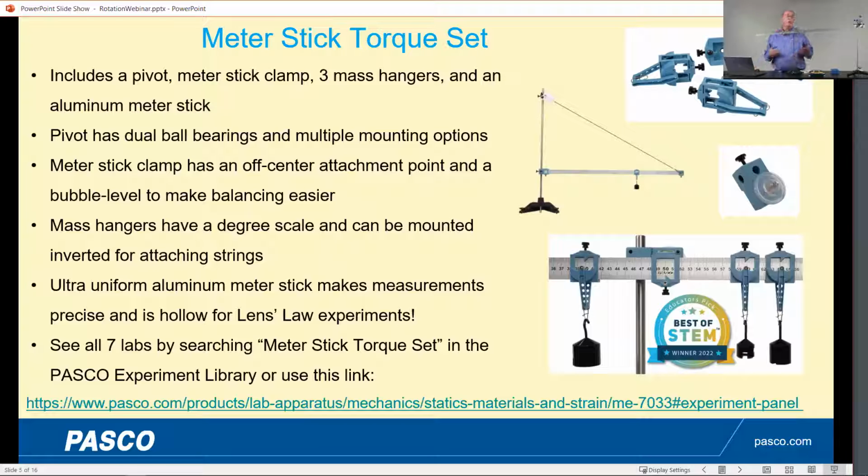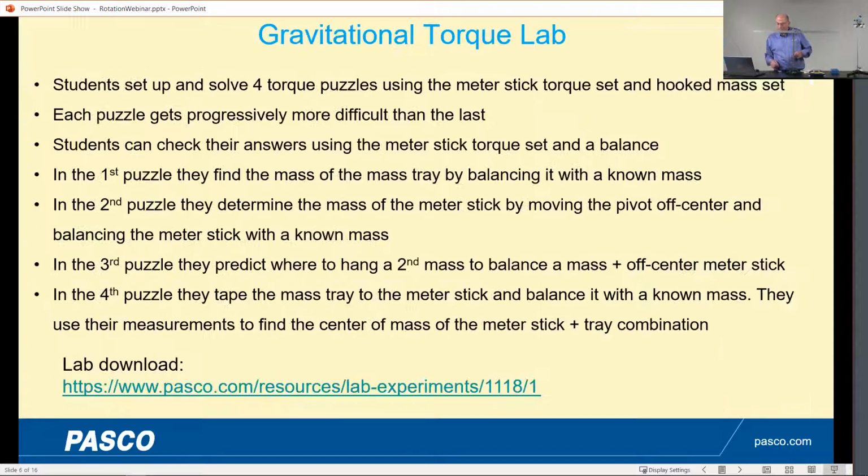And if you want to look at the 7 labs that we have posted for the meter stick torque set, on the product page, there's an experiment panel that will show all those labs. So let's go on and do something with it.